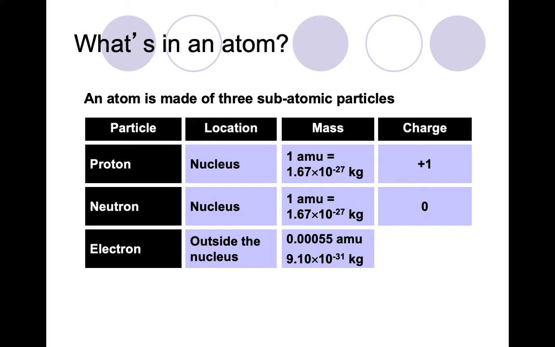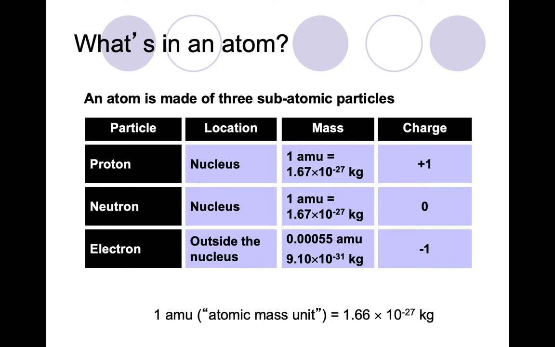An electron actually has a mass of 0.00055 AMU, or in kilograms, 9.10 times 10 to the negative 31 kilograms. So it's way smaller than a proton and neutron. However, an electron has a charge of -1. And like I said, 1 AMU is the atomic mass unit that we came up with in chemistry to talk about very, very small particles that you really can't see.